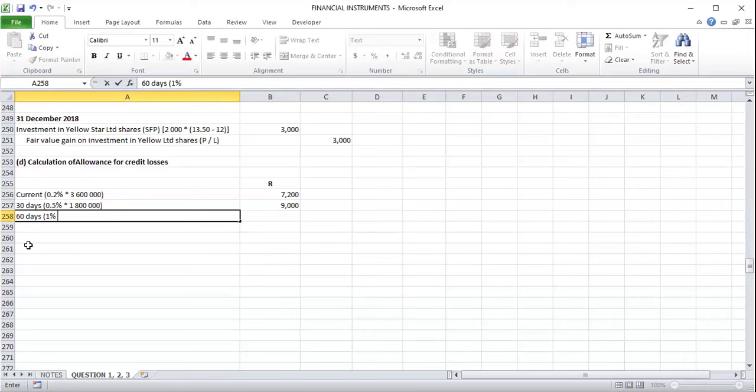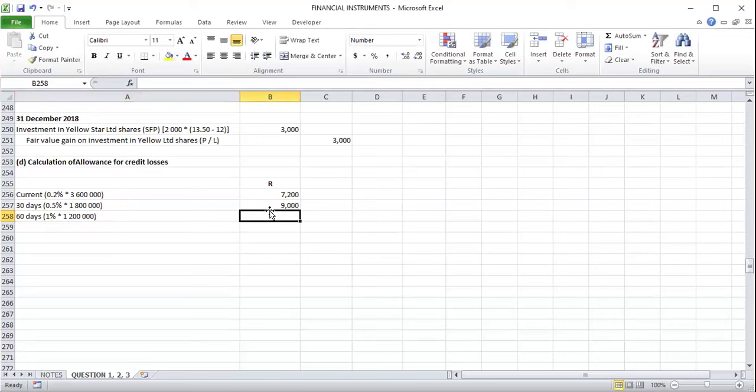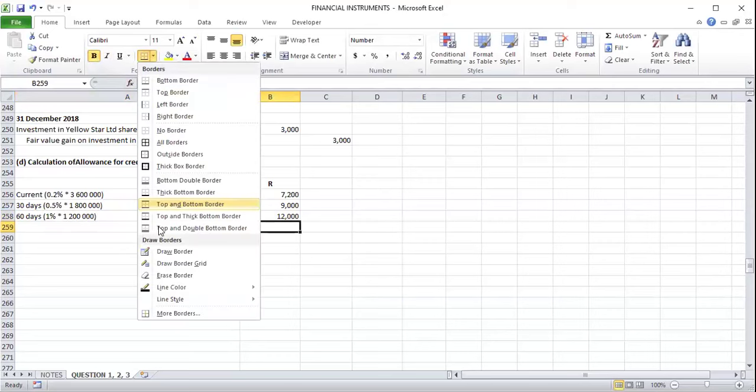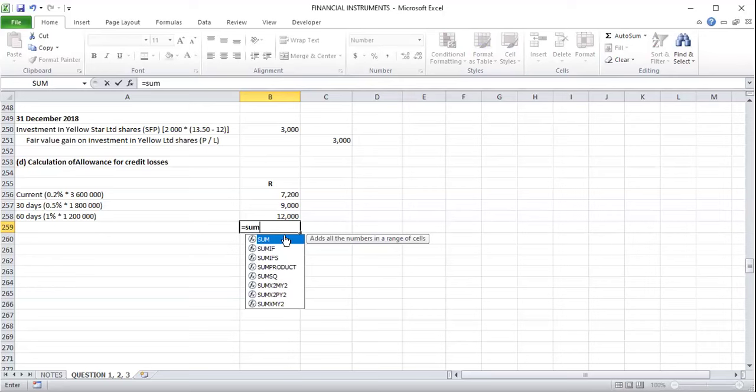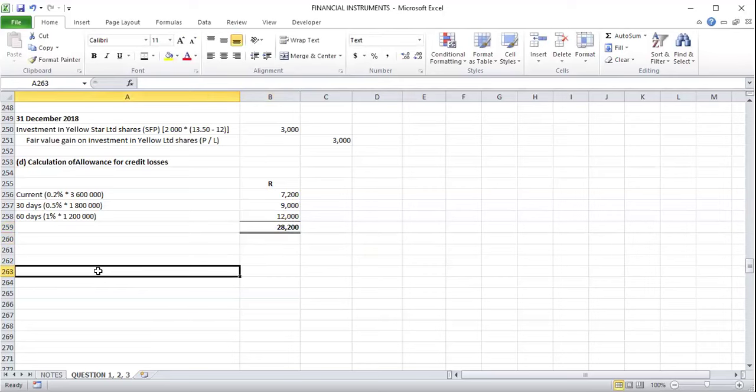$1 multiplied by 1.2. It's 12,000. So this is about an allowance for credit losses. Any questions?